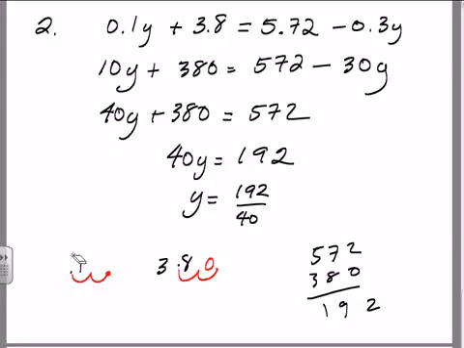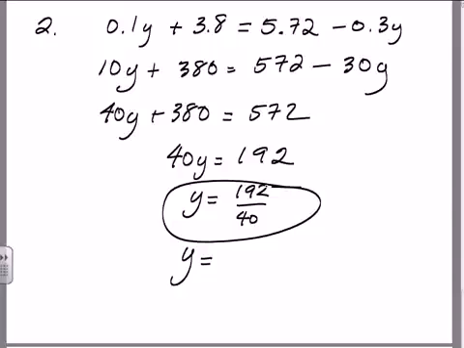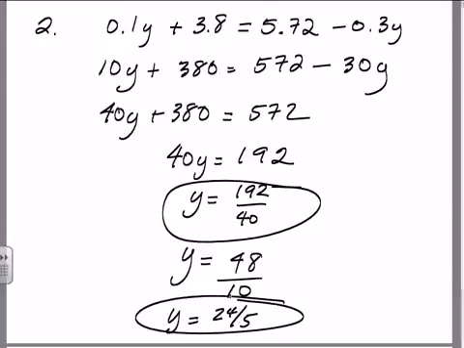Do not panic if that doesn't go in there evenly. That's okay. We just rewrite this as a simplified fraction. So let's work on getting this fraction simplified. Well, I know that, let's see, 4 goes into both of those. So 4 into 192 would go 48, and 4 into 40 goes 10, and we can simplify that even further because 2 goes into both of those. Y equals 24 divided by 5. Okay, next one.